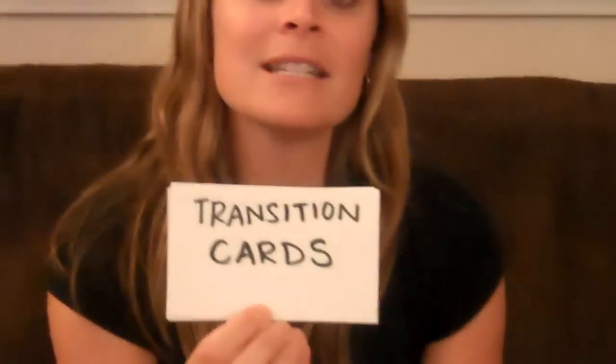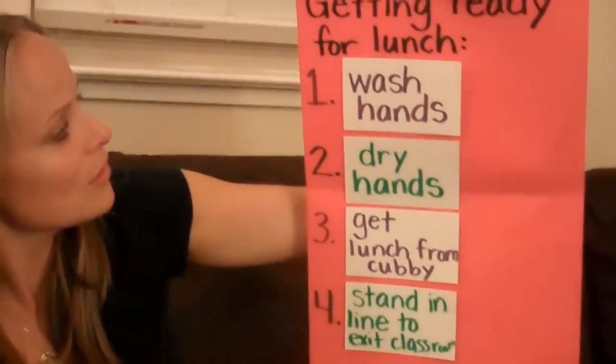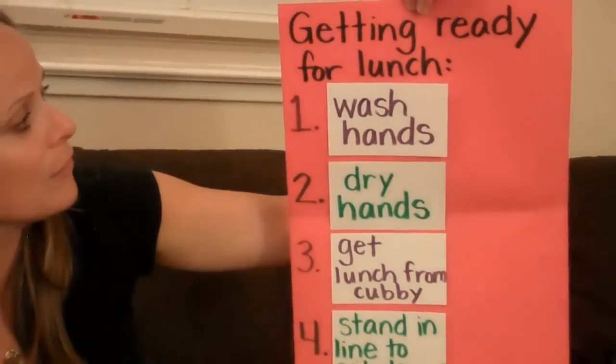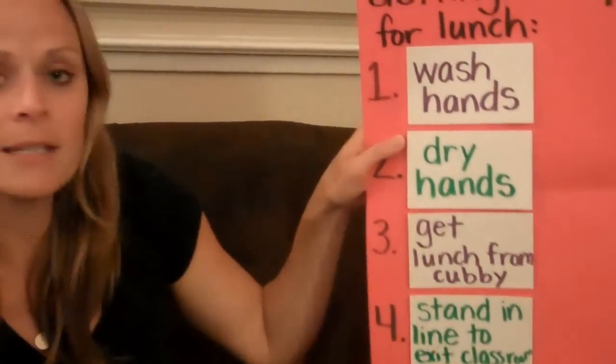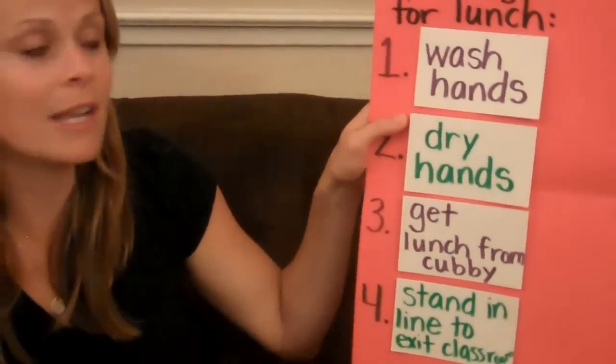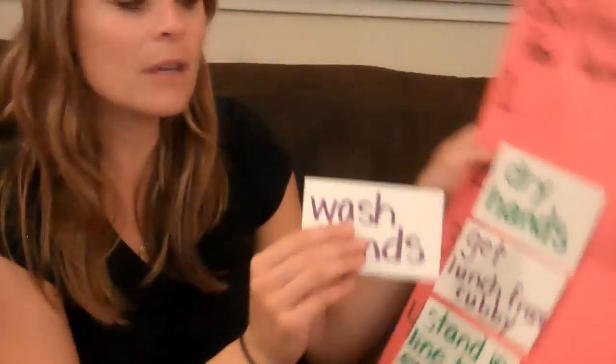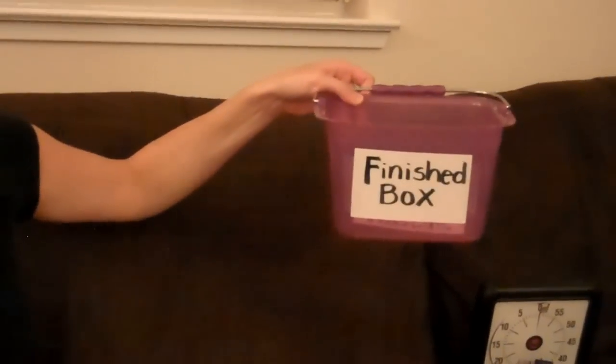Another transition strategy that teachers can use with students with ASD is transition cards. Transition cards are manipulative. For example, this is an example of transition cards, getting ready for lunch. Students actually manipulate this activity schedule. Number 1, it says wash hands. Once the student has washed their hands, they physically peel off the card and they put it in a box called the finished box. That shows the student step 1 has been completed.